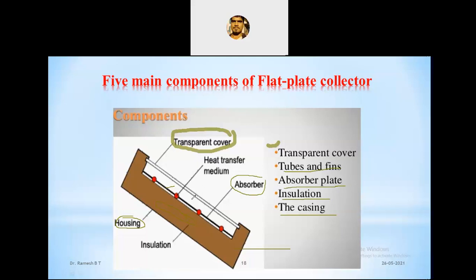And the last one, the entire thing is covered with a casing or housing. It's a container which encloses all the components and protects them from the weather or any other damage. So these are the important components of this flat plate collector. It may be a liquid or an air type of flat plate collector.